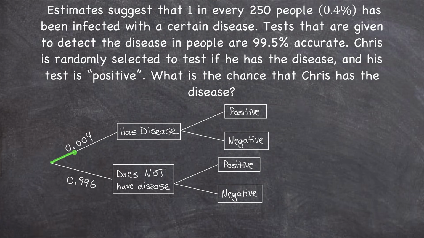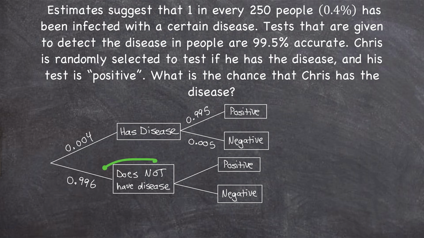Now, if the person has the disease, a correct test result would be them testing positive. And since the test is 99.5% accurate, the probability of that happening is 0.995, which means the probability that you get the wrong test result if the person has the disease would be 1 minus 0.995, which is 0.005, a 0.5% chance.